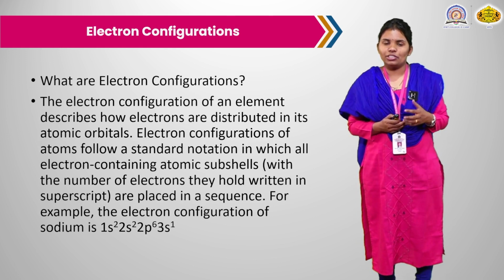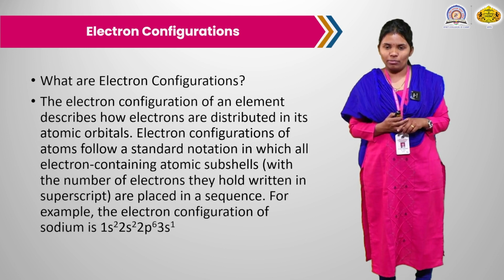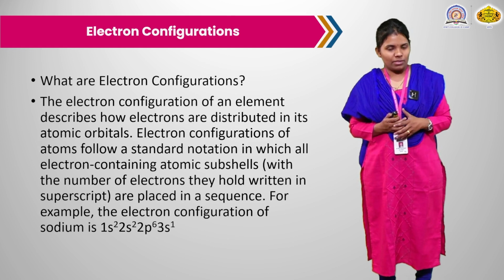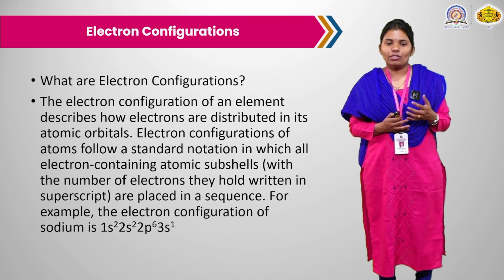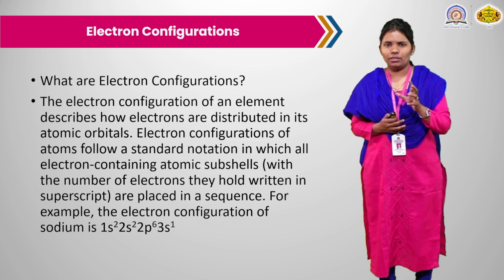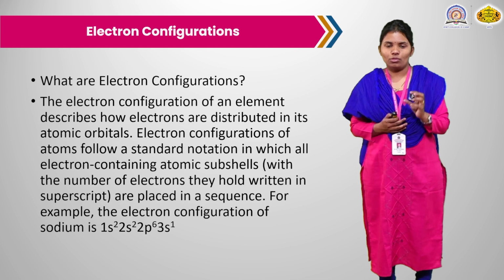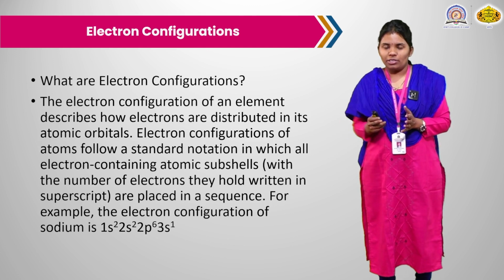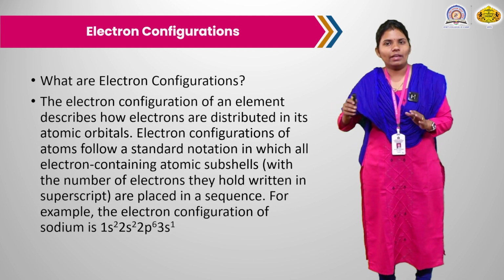The electronic configuration of an atom follows a standard notation in which all the electron-containing atomic subshells, with the number of electrons they hold written in the superscript, are placed in a sequence. For example, the electronic configuration of sodium. First of all, you should know the atomic number of sodium. What is the atomic number of sodium? That is 11. You can write according to the K, L, M shell distribution, that is 2, 8, 1.